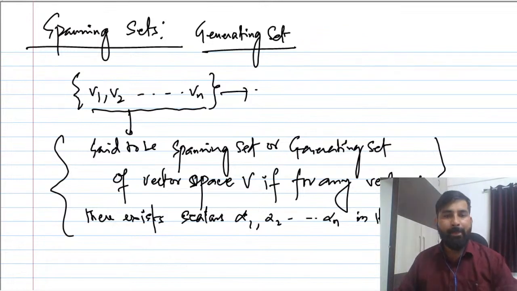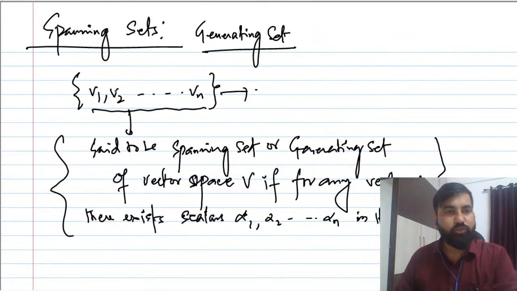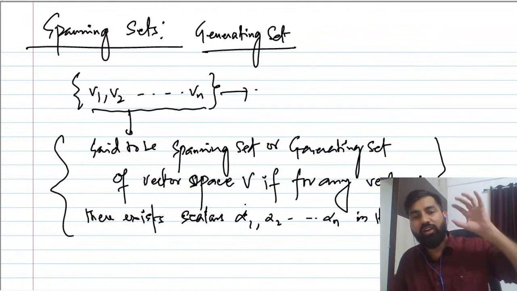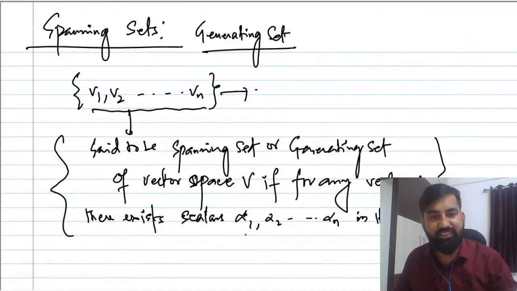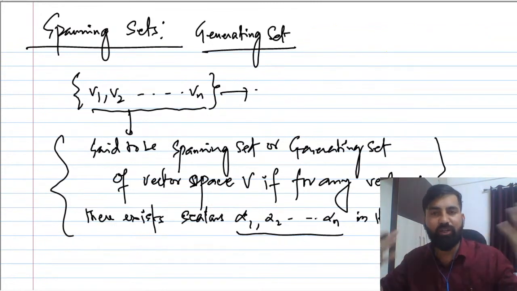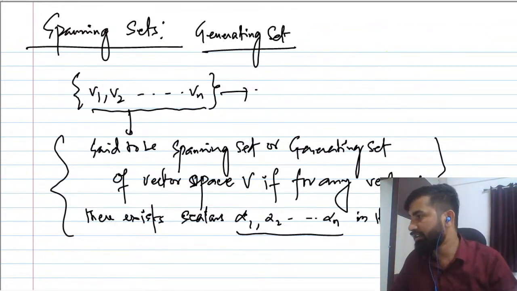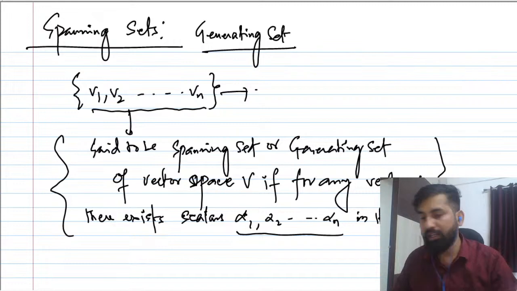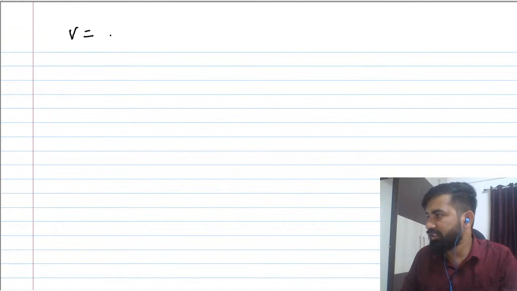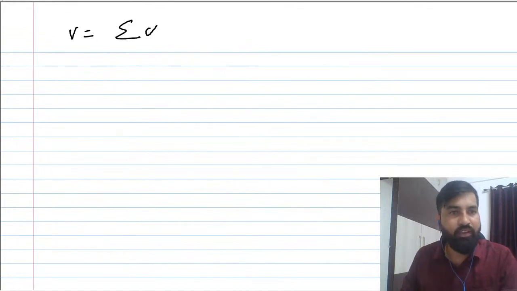Okay, so this is very important. So v1, v2, v3, ..., vn is said to be a spanning set, or you can say a generating set, of vector space V if for any vector v there exist scalars alpha 1, alpha 2, ..., alpha n, or you can also say lambda 1, lambda 2, ..., lambda n in R. So you can write the new vector, the vector which you want to generate, as a linear combination: the sum of alpha i vi, i going from 1 to n.